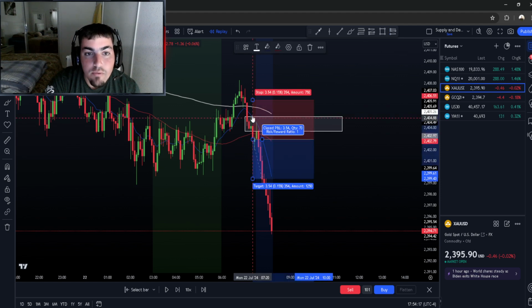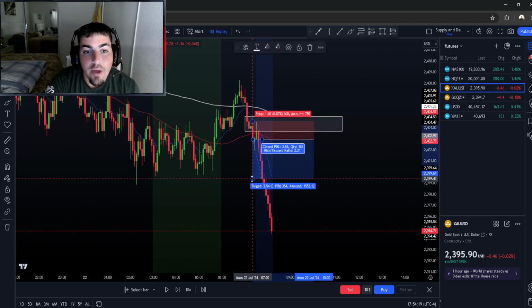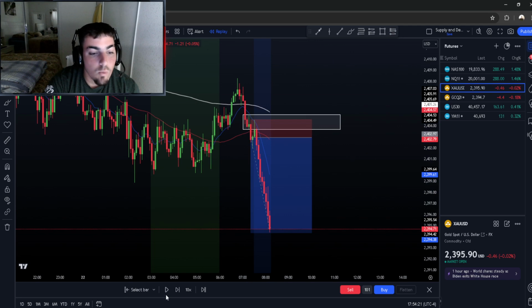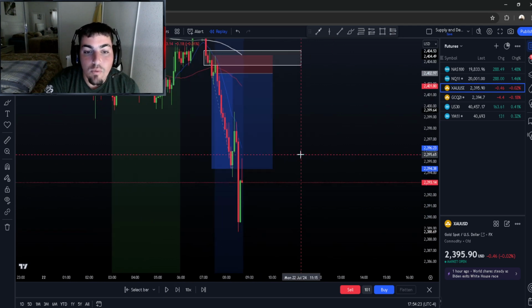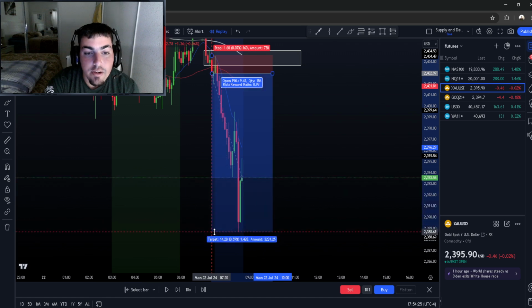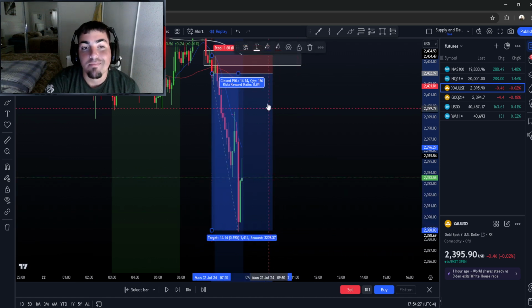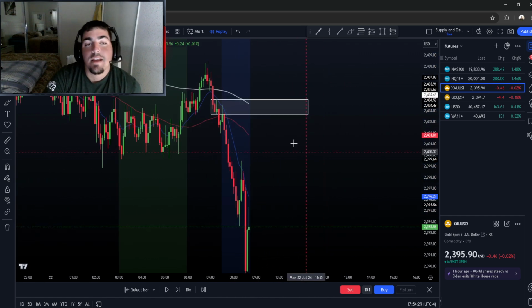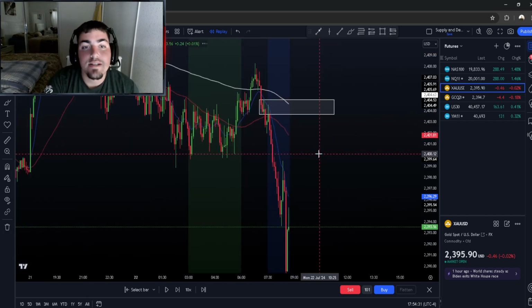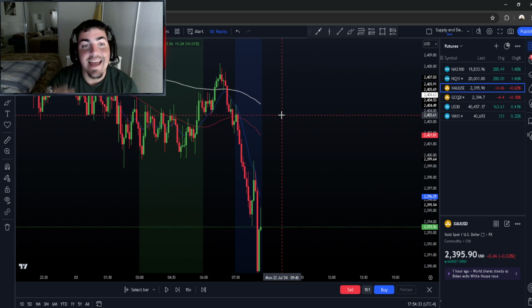My entry would have been right here, stop loss above that wick, and this could have been a 1 to 5. Look at that, literally a 1 to 5. If I wanted to hold a little bit longer, maybe even a 1 to 9 almost, guys. But it's okay, it's all right. We lose trades like this, guys. We lose opportunities. It wasn't my trade.